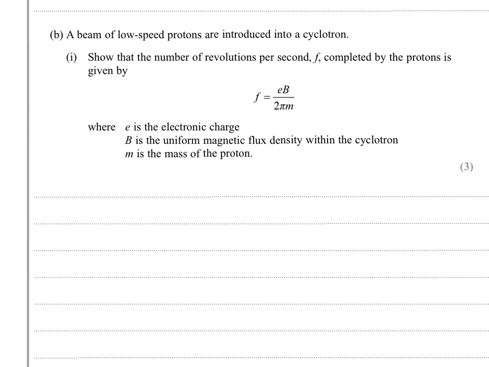A beam of low-speed protons are introduced into the cyclotron. Show that the number of revolutions per second f completed by the protons is given by f equals EB over 2 pi m. Okay, this is the standard sort of derivation of the cyclotron frequency. Okay, so the Q here is the electron charge. So instead of BQv, we can say that BEv is equal to the centripetal force value of mv squared over r.